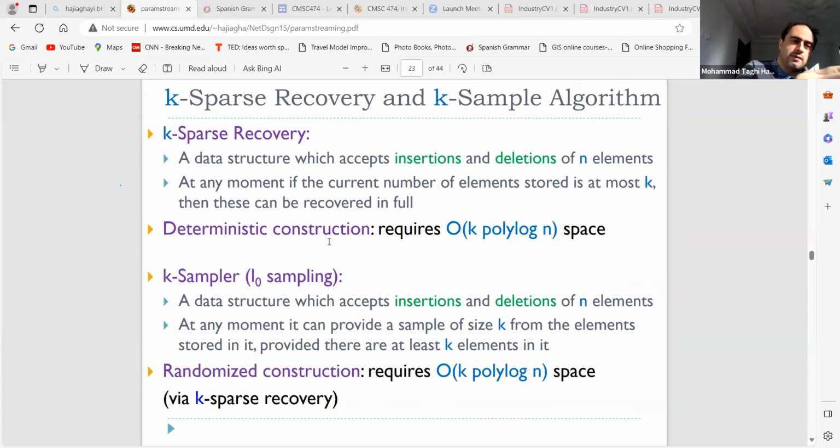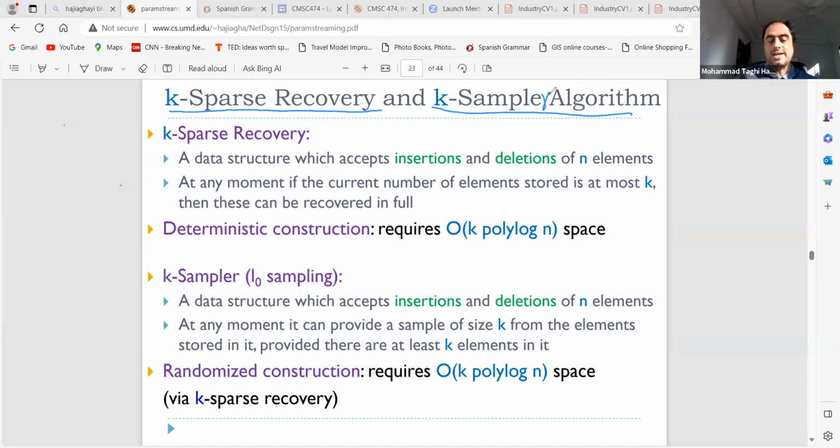So the first one is k-sparse recovery, and the other one is the k-sampler actually. What is k-sparse recovery?